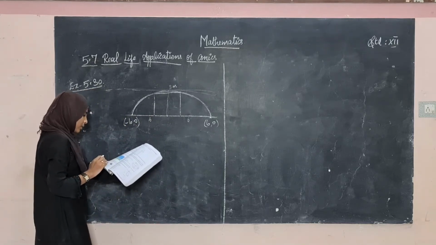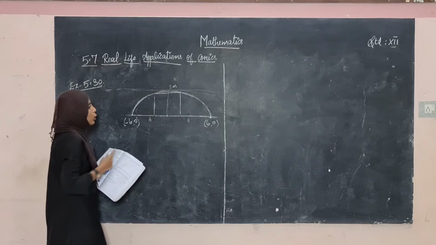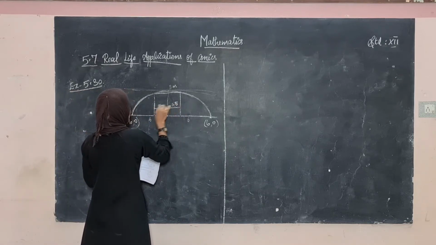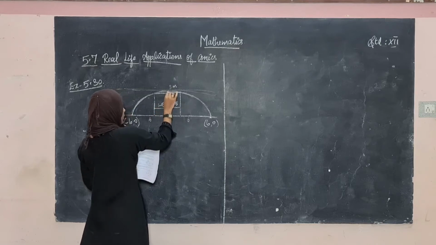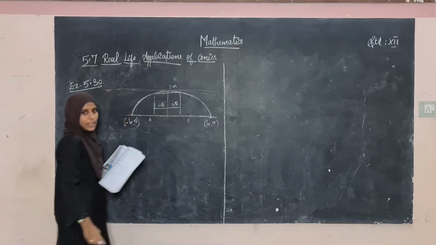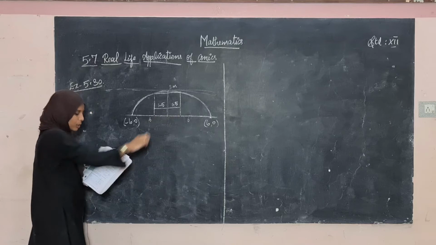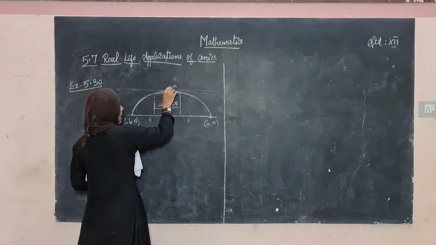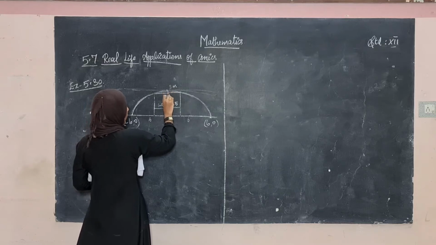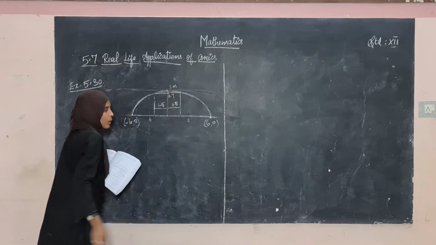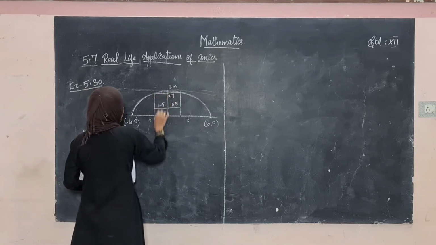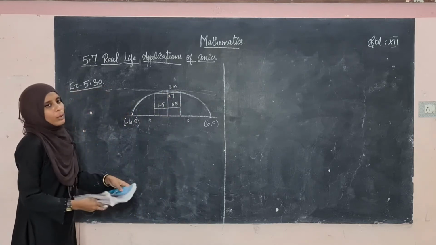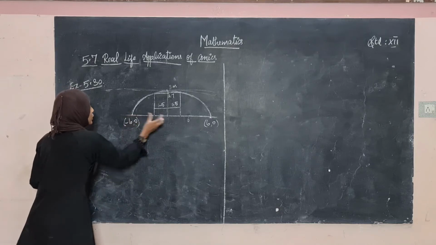So they have given that the lorry truck has a width of 3 meter. So this is 3 meter. So this is 1.5 meter and this is 1.5 meter because this is the center, right? On this side 1.5 meter and on this side 1.5 meter, and its height is 2.7. See, this is the maximum height 3 and this is 2.7 meter. Will the truck clear the opening of the archway? So we have to find whether the truck can pass through this archway.